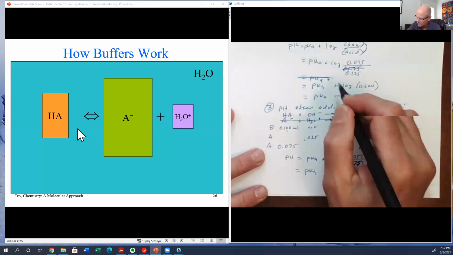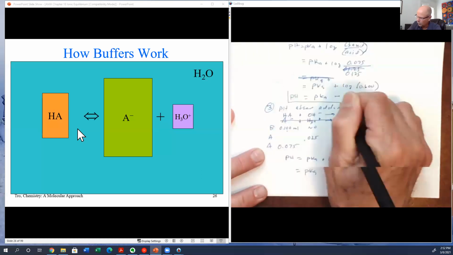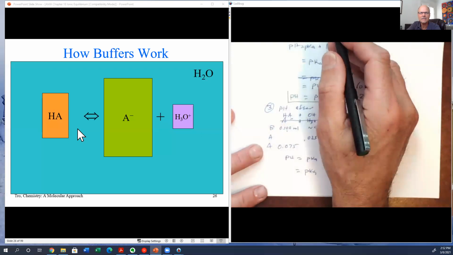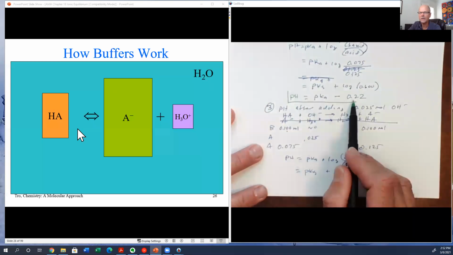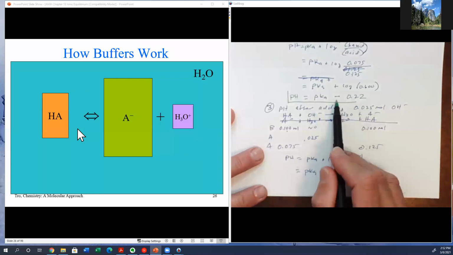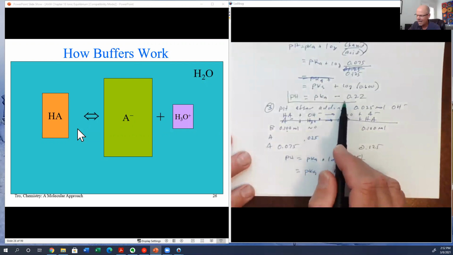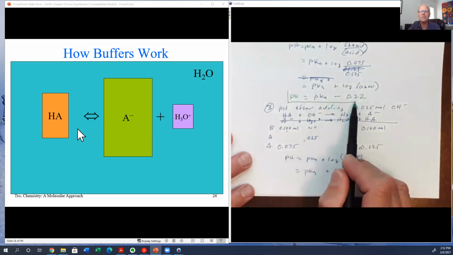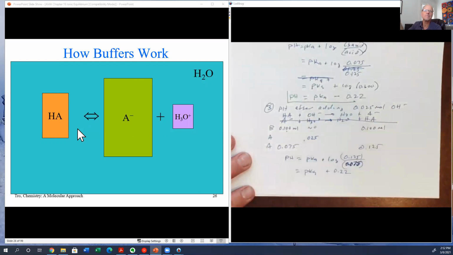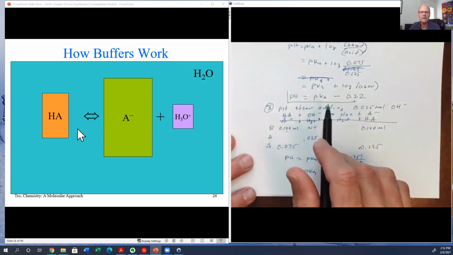So here's what happens. Notice what happens when I added acid to my buffer. What happened to the pH? It decreased, right? Does that make sense? If I add acid to something, it should become more acidic, and in fact, it does. But it only decreases by a small amount. If this wasn't a buffer, the pH would drop by much, much more than that, okay?